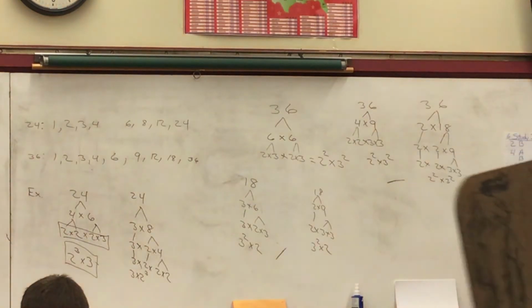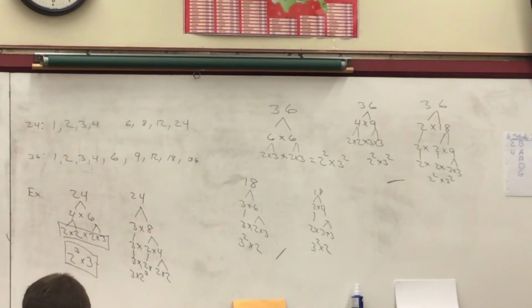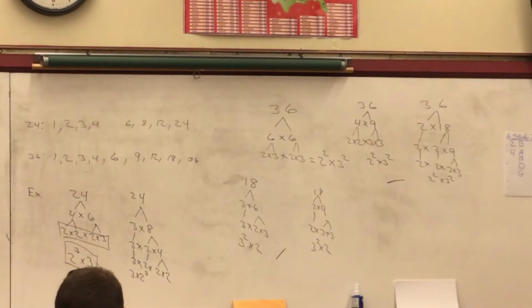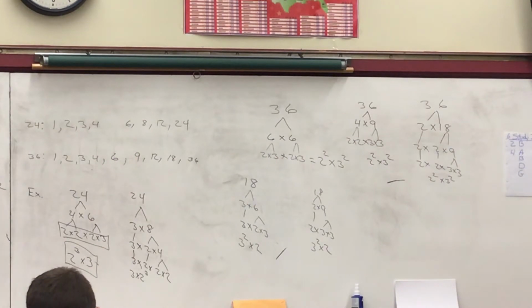What can we break the 25 into? 5 times 5. Can I break either of the 5s down? No, they're prime numbers. An exponent form would be 5 squared. Okay?